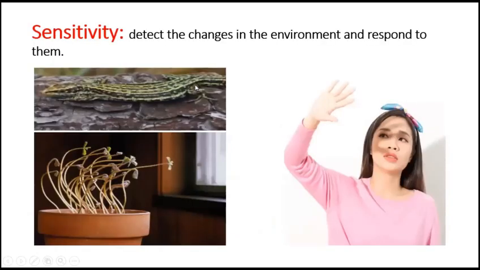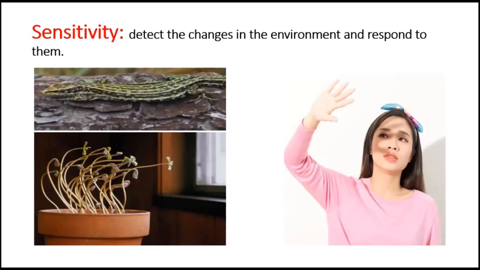Next is sensitivity. Sensitivity is to detect the changes or stimuli in the internal and external environment and then respond to those changes. An example is that we humans can detect change in temperature in our environment and we do respond to it. For example, if it's hot, we know that temperature is increasing, we turn on the fan. And if we know that it's cold, we try to wear warmer clothes. So basically, we are detecting change in our environment and then responding to it.